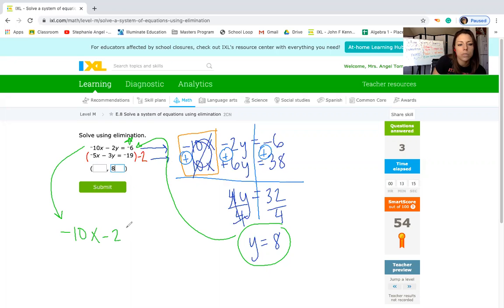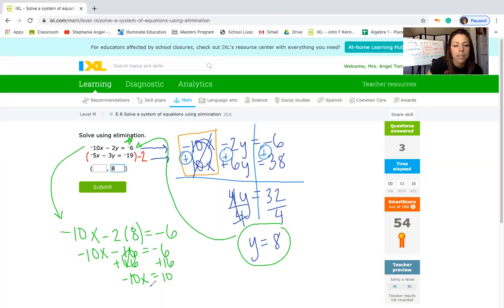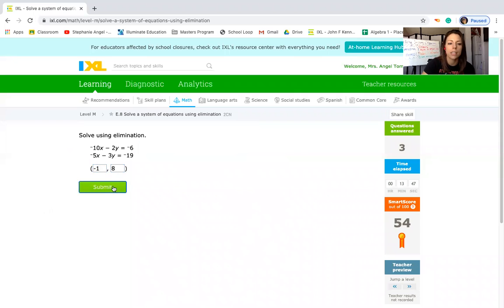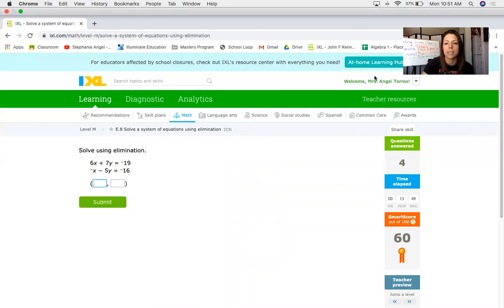-10x minus 2 times 8 is -6. 2 times 8 is 16, so that's -10x minus 16 is -6. Add 16 to both sides to create a 0 term. -10x equals 10. Divide both sides by -10 to create a big one factor, and x is -1. Let's see how we did. -1. Clear my drawings, and voila, we got it.